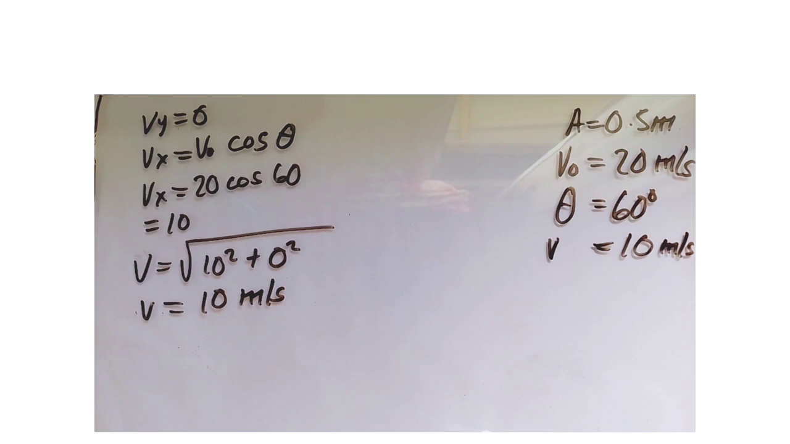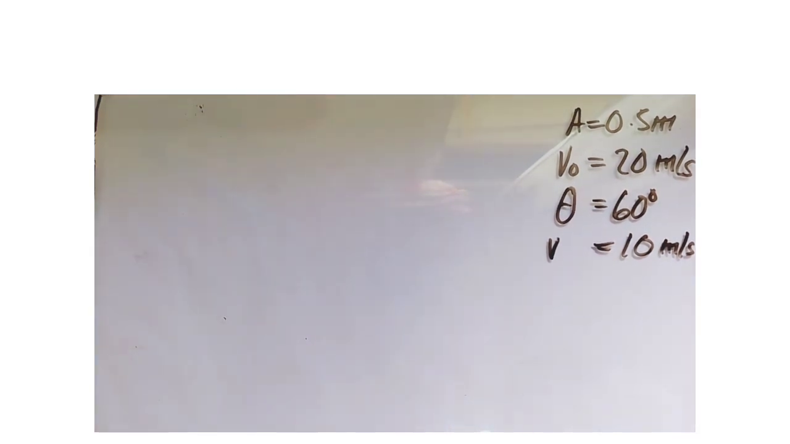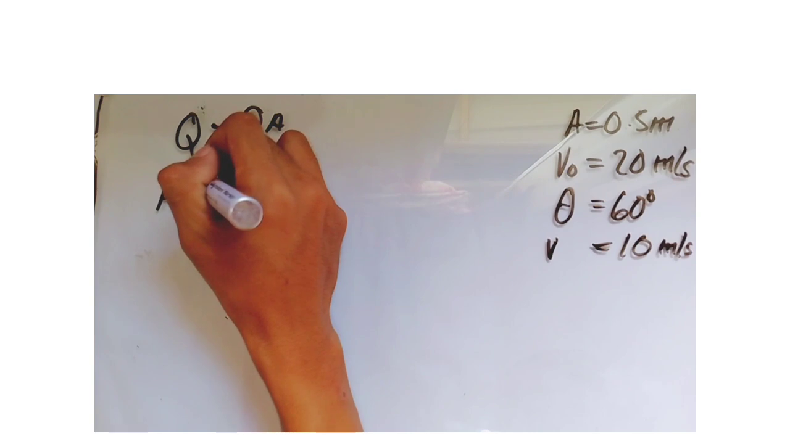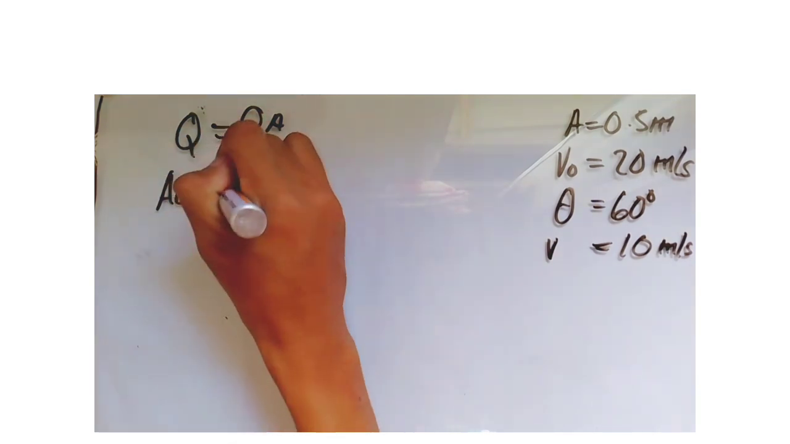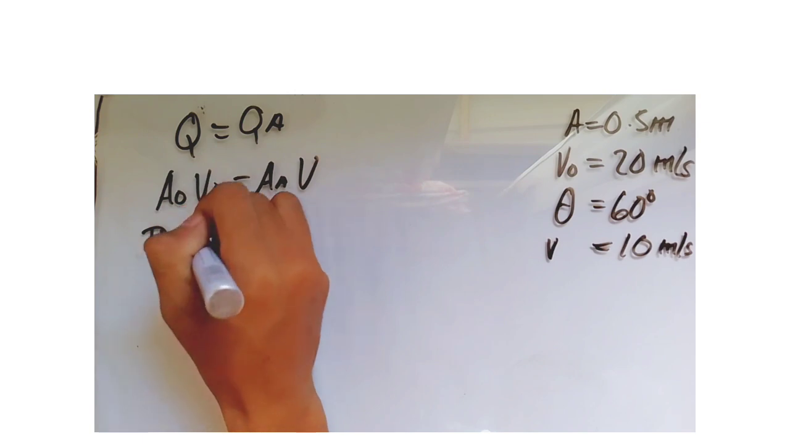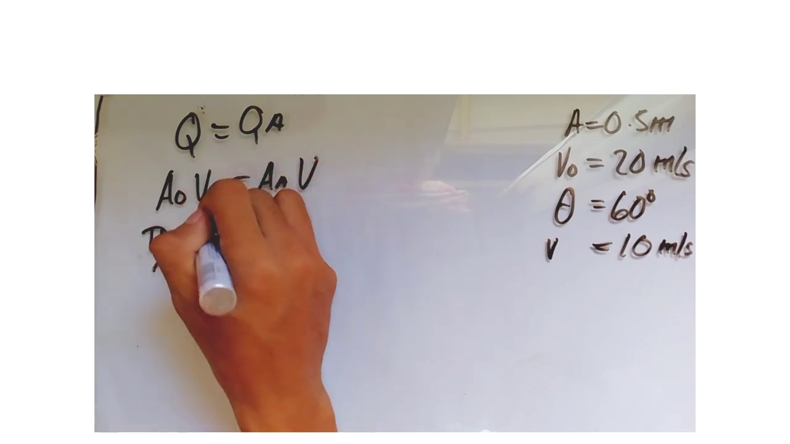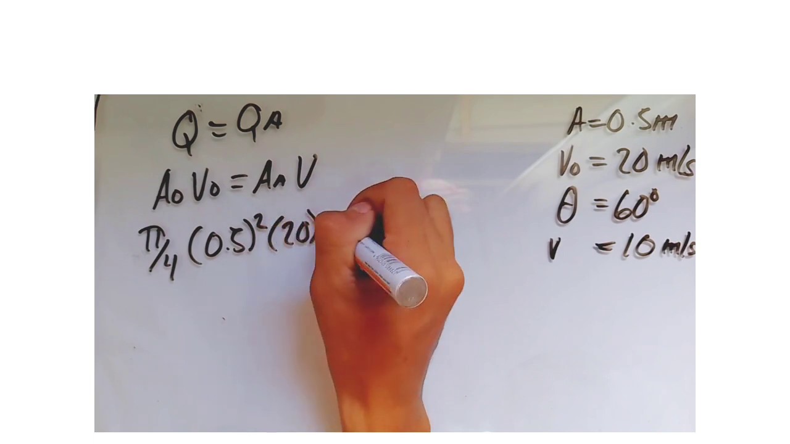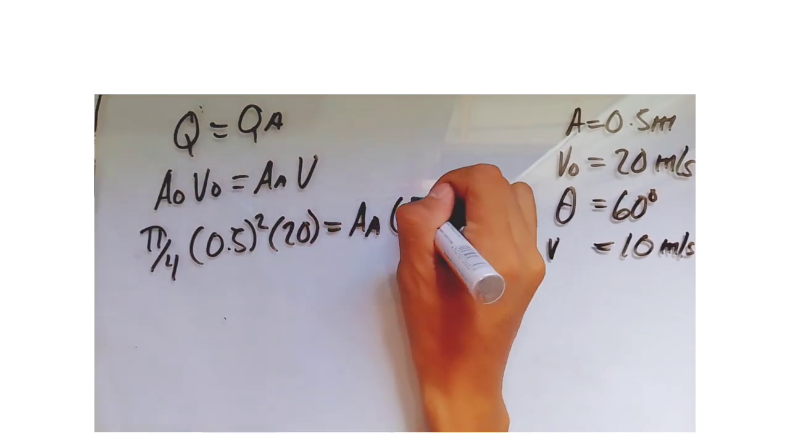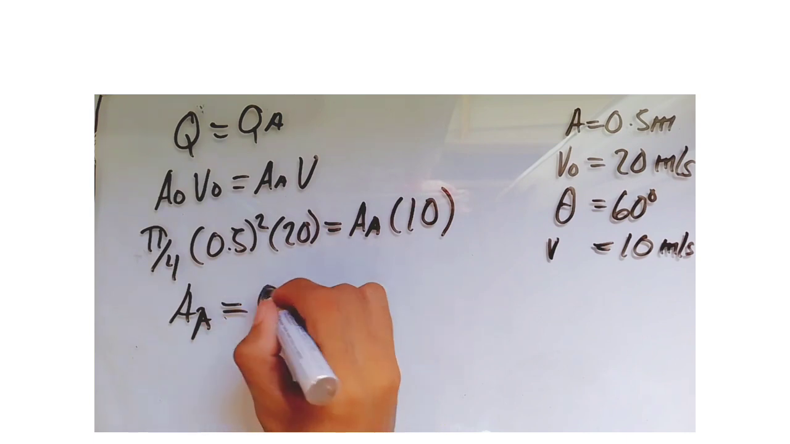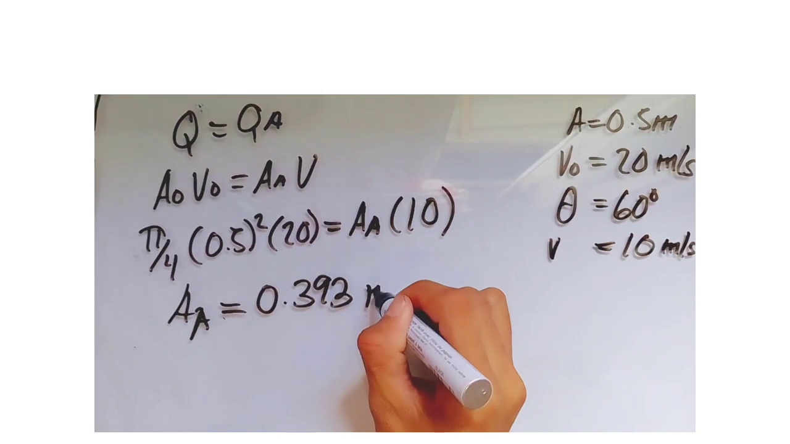So to find the area at the highest point, we are using the formula Q is equal to QA, V0 A0 is equal to V A. Pi over 4, the area of the circular pipe, 0.5 squared times 20 is equal to A times 10. So A is equal to 0.393 meter squared.